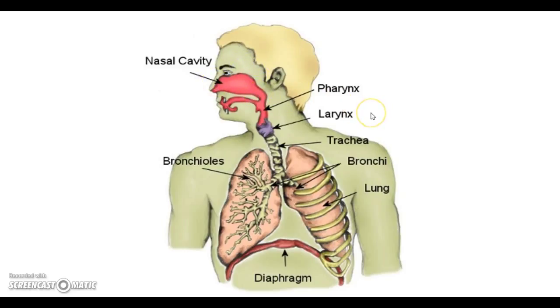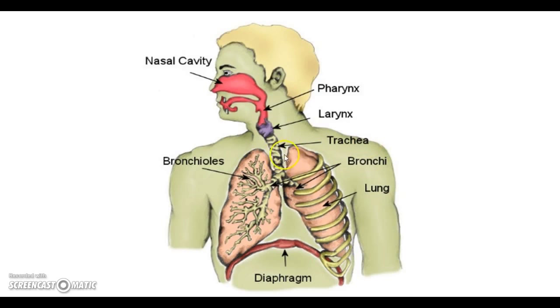Anyway, right after the pharynx, we have the larynx. So what is the larynx? Simply, as most of us know, the larynx is also known as the voice box. It's located in the anterior portion of the neck, as it connects the pharynx and the trachea. Just a connection between the pharynx and the trachea.